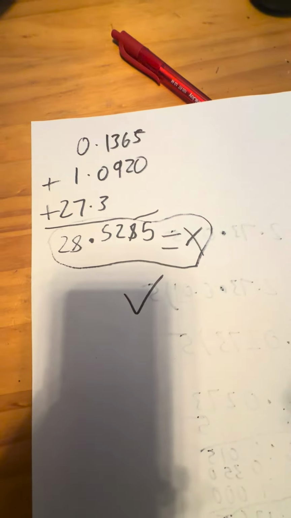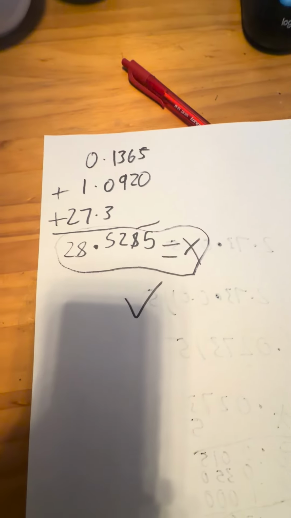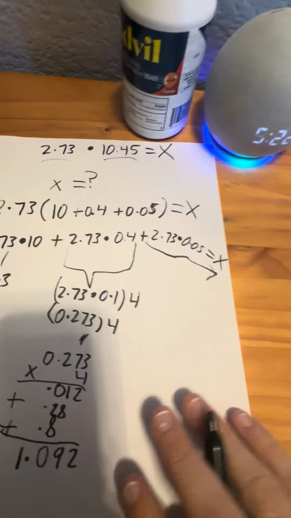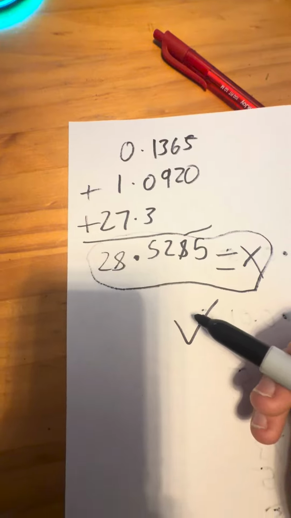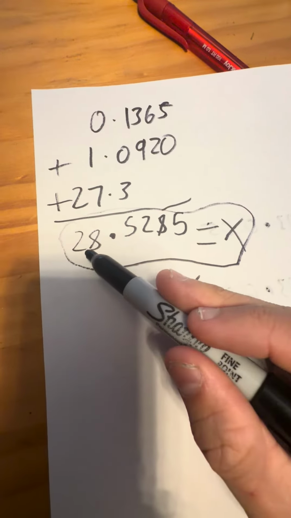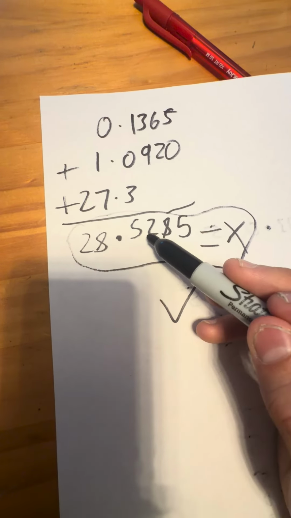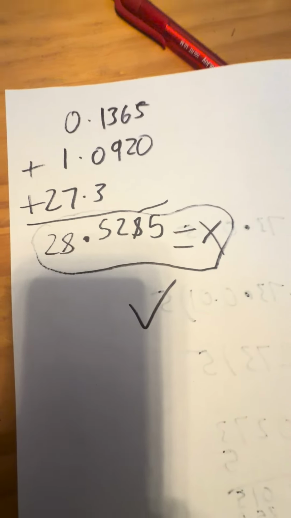There we go. And let's check our work. Let's see, Alexa, what's 2.73 times 10.45? 2.73 times 10.45 is 28.5285. Bang, like a boss.